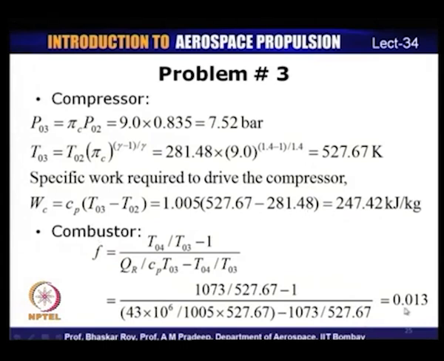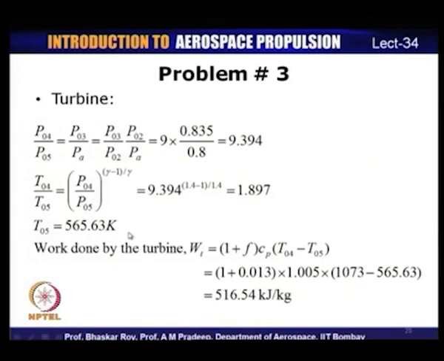Combustor, we get the fuel to air ratio, which we can calculate as 0.013. Now, for the turbine, we cannot here equate turbine work to the compressor work, because this is no longer a turbojet engine. So, for calculating turbine exit conditions, we have the turbine pressure ratio P04 by P05. This should be equal to the cycle pressure ratio, which is P03 by Pa, which is in turn equal to P03 by P02 into P02 by Pa. This is equal to 9 into 0.835 divided by 0.8, that is 9.394.